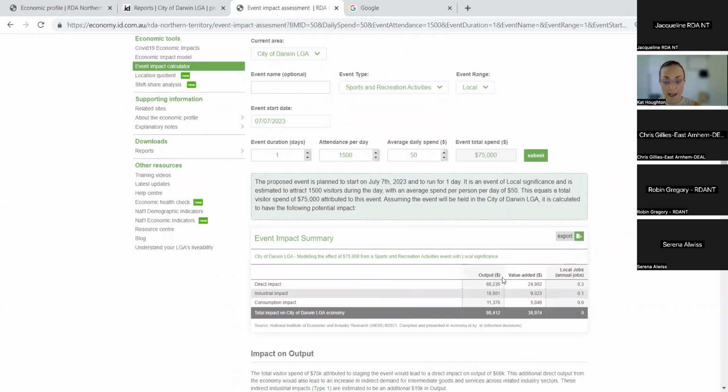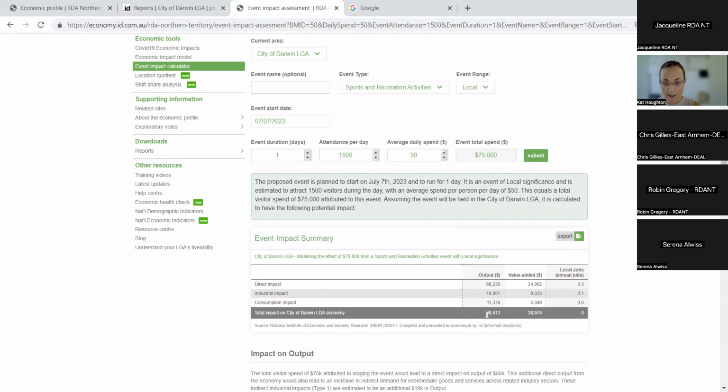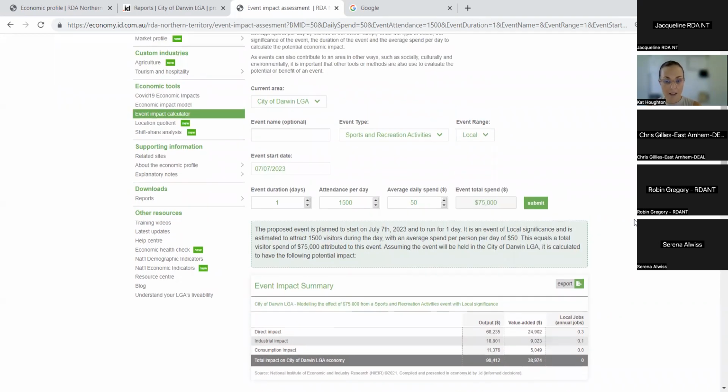So your economic output, which is where we live for this particular case, I don't use my jobs and I don't use my value add. I specifically look at my output for events. We can see here it's nearly $100,000 impact on the City of Darwin economy. So that's another way of being able to look at specific events.